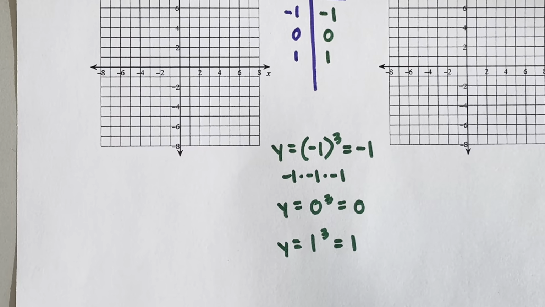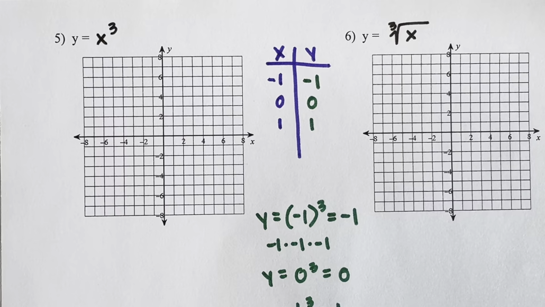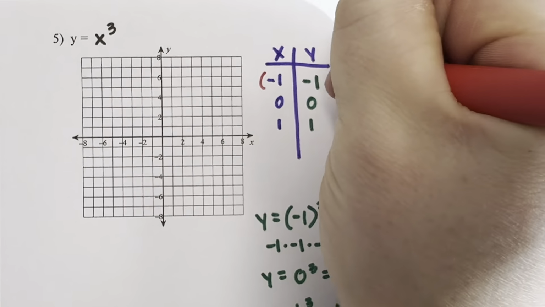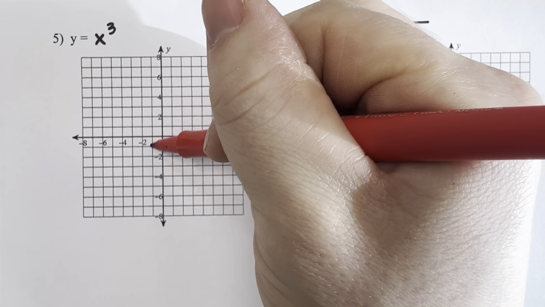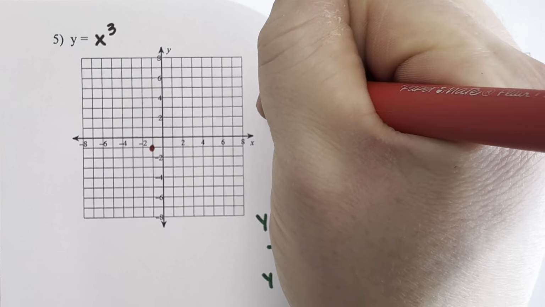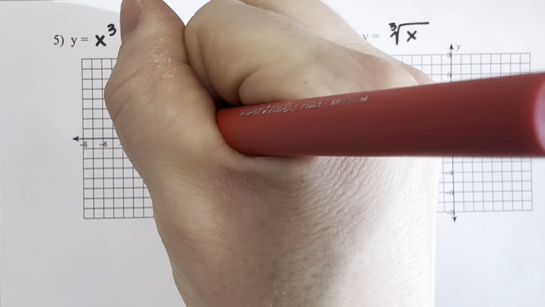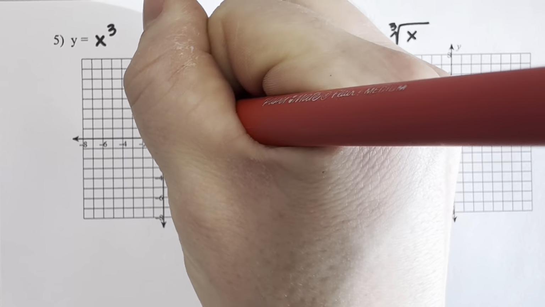All right, and I think we're good with just those 3 coordinate points. So let's go ahead and put those on our graph. Okay, so my first coordinate point is (-1, -1). So -1 for your x, -1 for your y. Next coordinate point is (0, 0), right there in the middle. And next one, (1, 1).